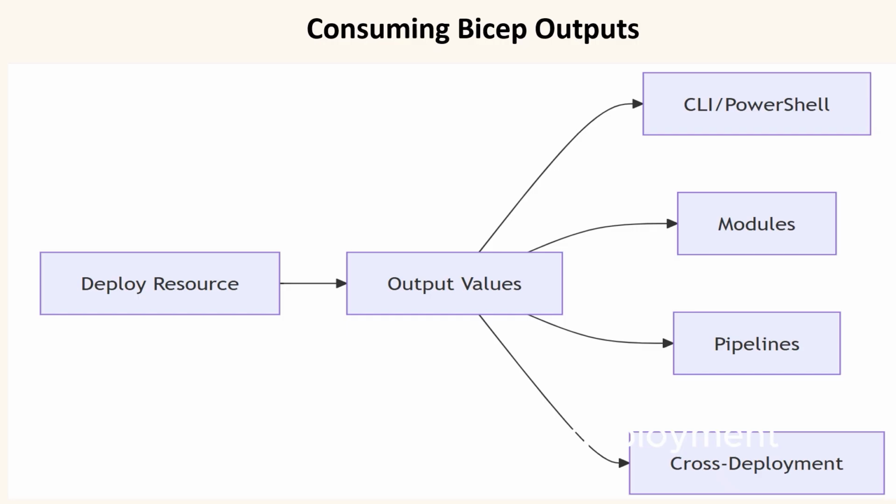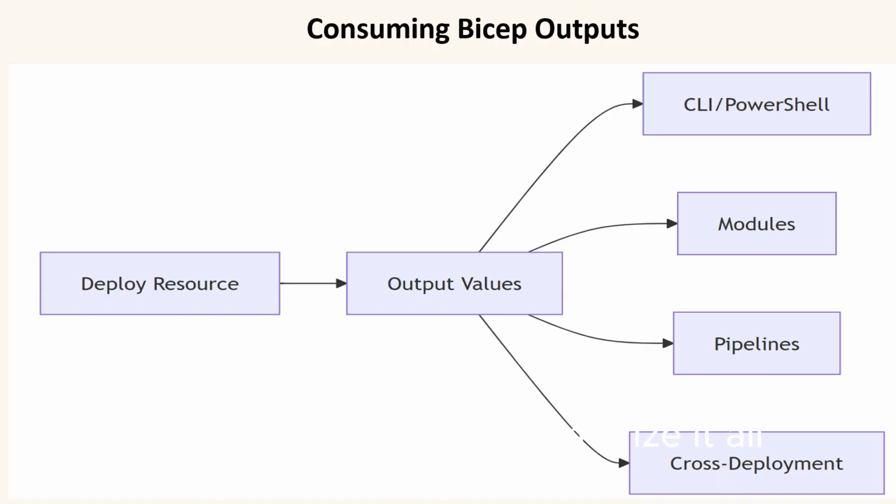And finally, we have cross deployment. This emphasizes the flow of information between entirely separate deployments. You can deploy one Bicep template and capture its output, and then use this output as input parameters for a subsequent Bicep deployment. This enables sophisticated orchestration of your infrastructure, building dependency where one deployment succeeds and its resulting value is being fed into the next one as parameters.